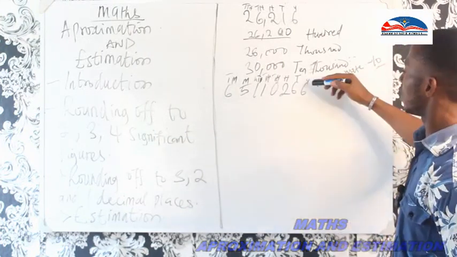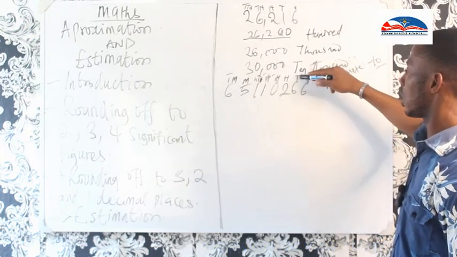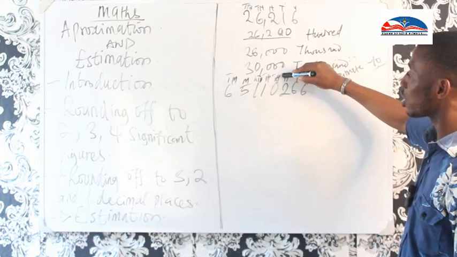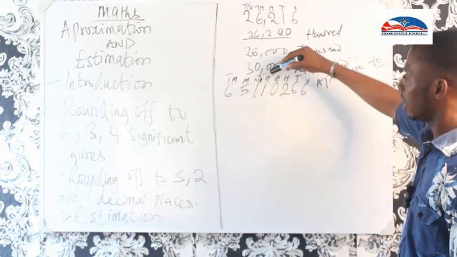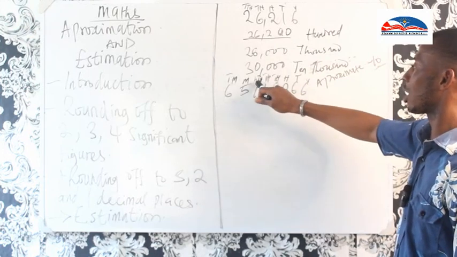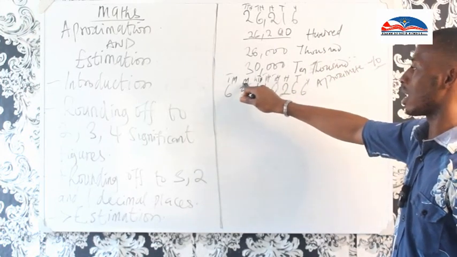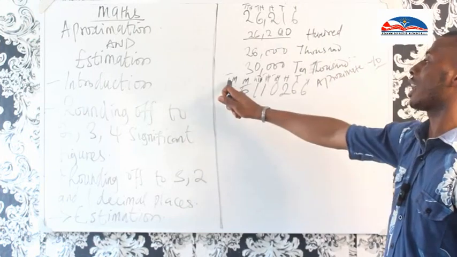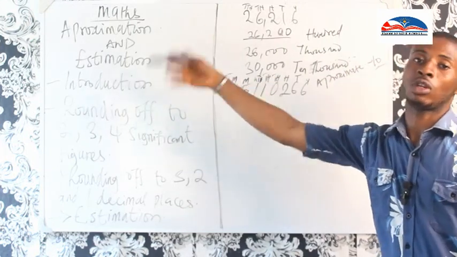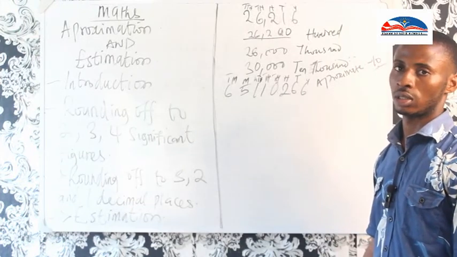Now we have this last 6 to be in units. You have to be in tens. You have to be in hundreds. You have to be in thousands, tens of thousands, hundreds of thousands, and millions. Now you have tens of millions, hundreds of millions, if we have other numbers, going.